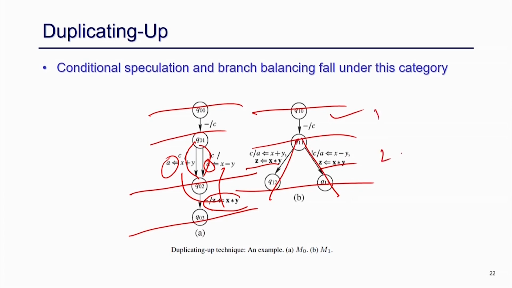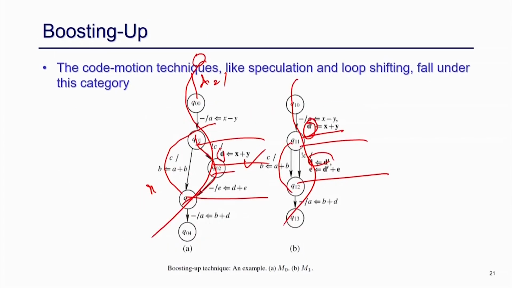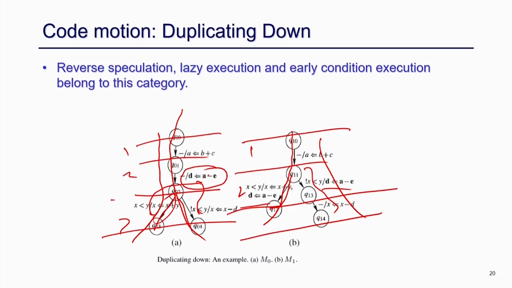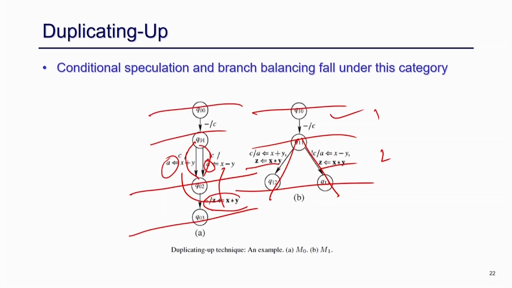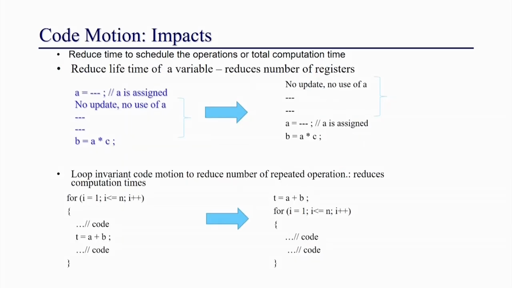Again this duplicating down can improve your computation time, sorry, duplicating down. In this way we can give other kinds of examples, but this is just to highlight that duplicating down, boosting up, or duplicating up, these kinds of examples have a direct impact on the computation time in conditional branches. Not directly, if you just look at it blindly you may not see the effect, but if your behavior executes through a particular branch, then your computation time might improve. So, as I discussed, it reduces the schedule of operations and the total computation time.